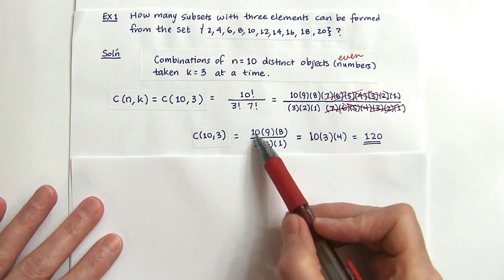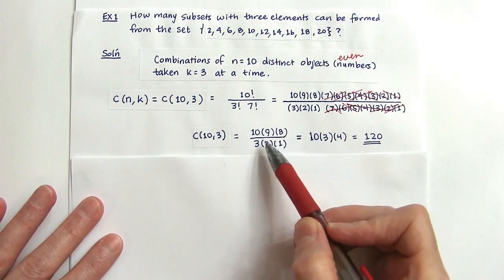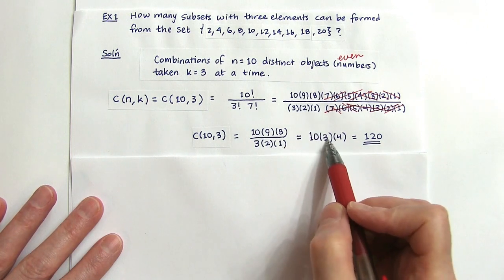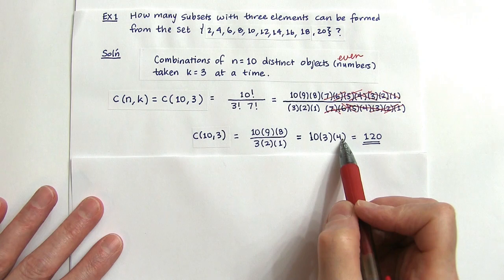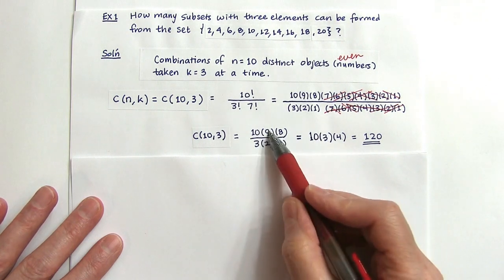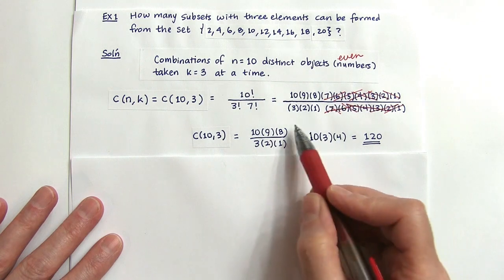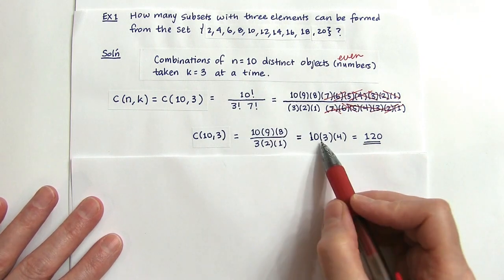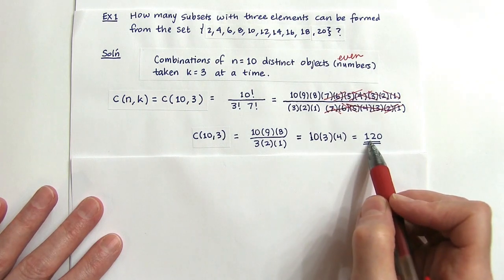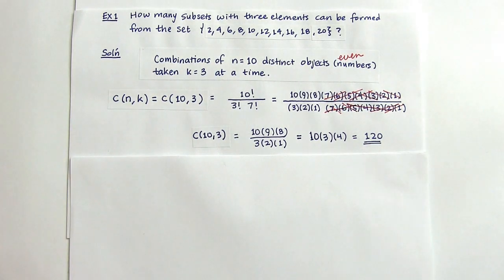So we're getting 10 times 9 times 8 over 3 times 2 times 1, and this reduces to 10 times 3 times 4. I got the 10 from the numerator, I got the 3 from 9 over 3, and I got the 4 from 8 over 2, and this is 3 times 4, which is 12, times 10, which is 120. So the answer is 120.